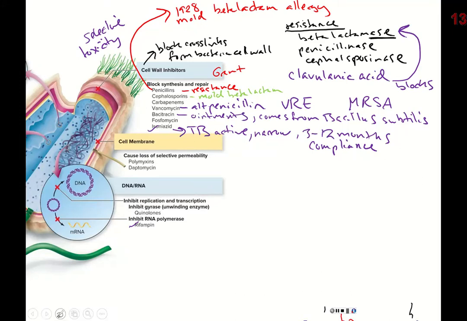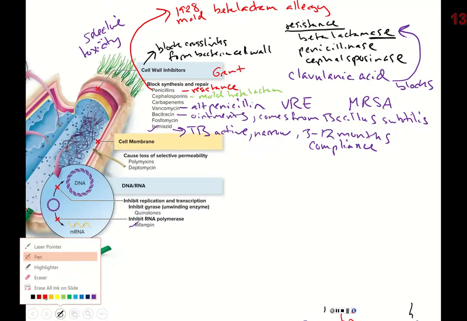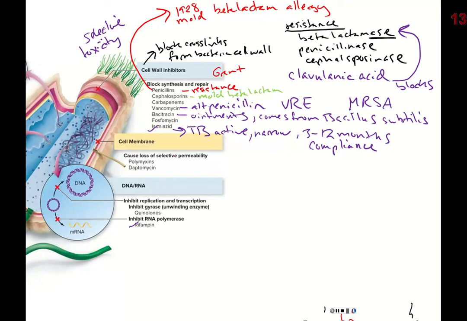So speaking of cell membrane, let's move on to this next category. Let's see, polymyxins. These guys also come from a species of bacillus. So they're a naturally occurring antibiotic. They're going to be better for gram-negative. Okay, and that's because we're now targeting cell membrane. So the cell wall inhibitors weren't great for gram-negative, but these ones will be. And what they do is they cause the membrane to become leaky.